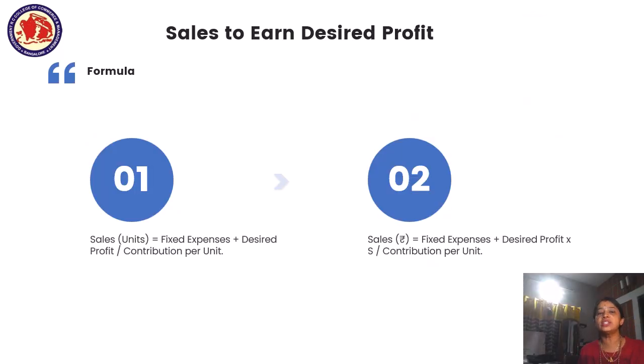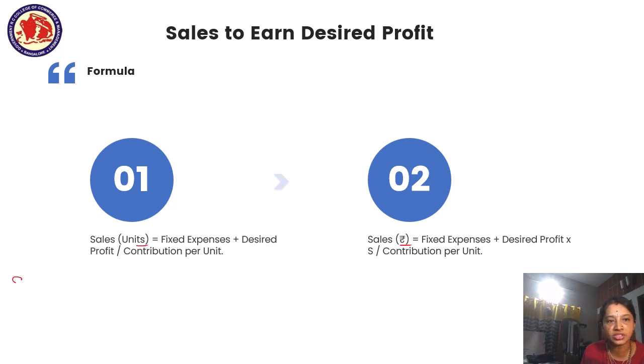Now the next one is sales to earn desired profit. Say, for example, if you have to calculate what is the sales you make to get this desired profit, they would have given you desired profit, you should find out sales, or they'll give you sales, you should find out desired profit. Any combination using this formula you can substitute and then find out either sales or desired profit. So you should know sales, then you can find out the desired profit. If you know the desired profit, you can find out how much sales you can make. That also you can find out in units and you can find out in rupees.